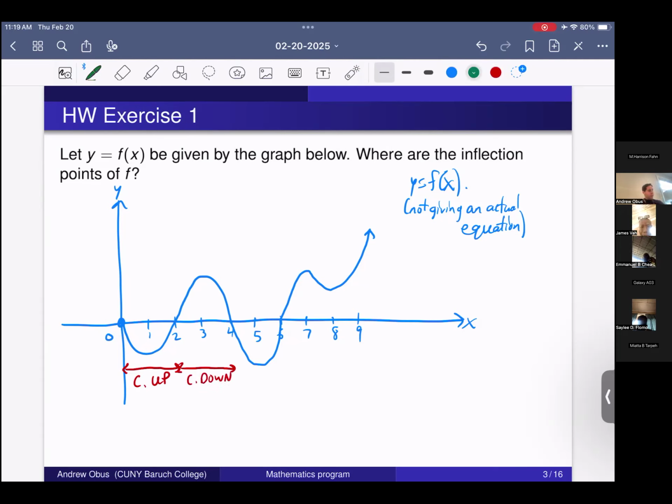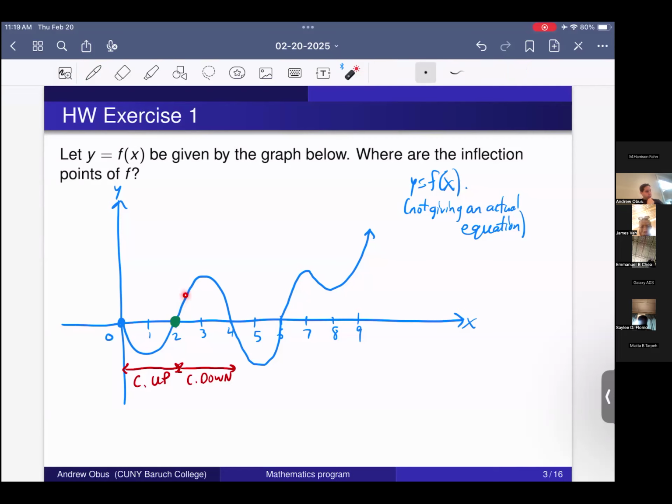So maybe I'll label the inflection points in green. Here we have a transition from concave up to concave down. This should be at that green point over there, so at x equals 2. Okay, so that's our first inflection point, right? And now where does it go?